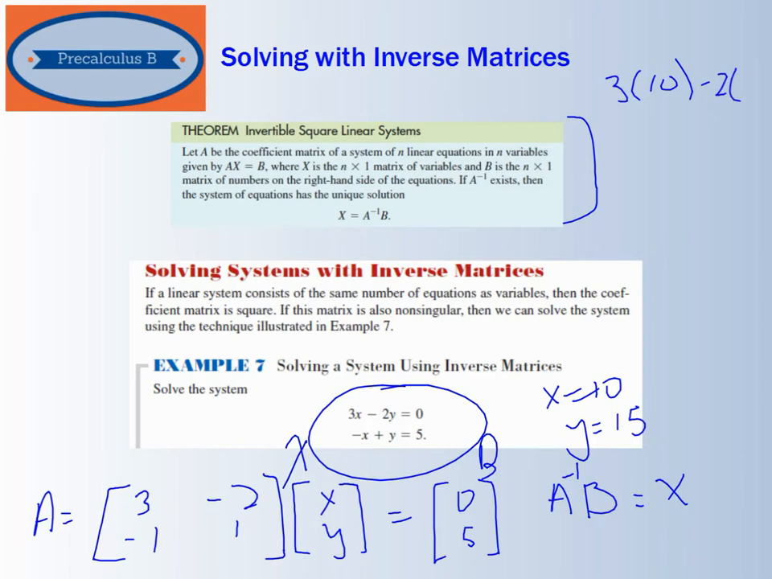And if I plug in those values, 3 times 10 minus 2 times 15, all right, that would be 30 minus 30, it would give me 0. Well, that checked out for the first one. Negative x, -10 plus 15, that gives me 5. It checks out for the second one. So it is the solution to this particular system.